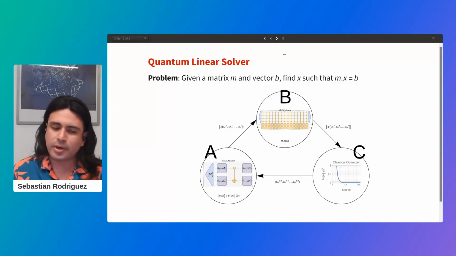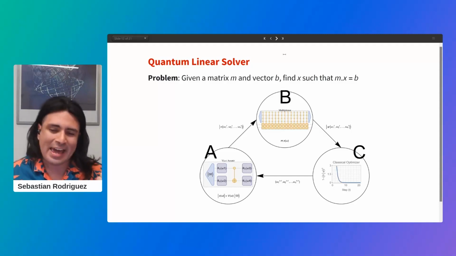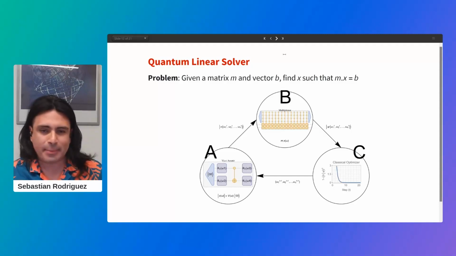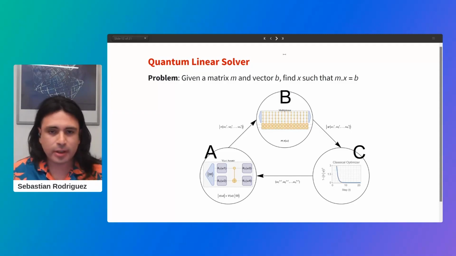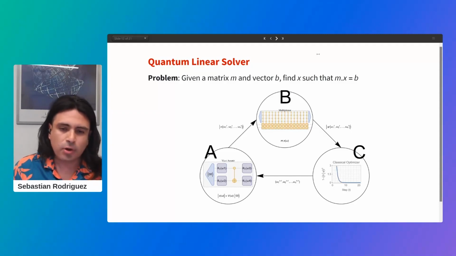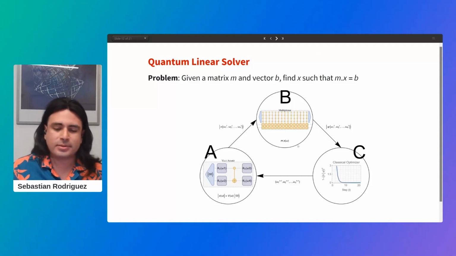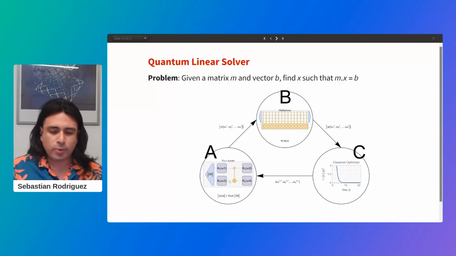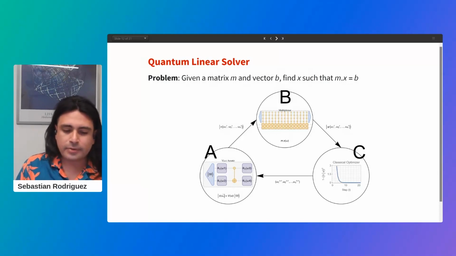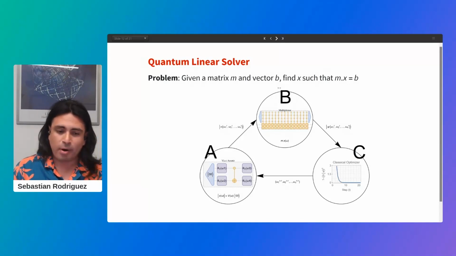So what's the problem here? Given a matrix M and a vector B, let's find X such that the multiplication between M and X is equal to B. We are basically solving a linear system. In this case, we have three big steps for this algorithm. First, in this first circle A, we have a quantum state X that depends on parameters and is generated by an ansatz circuit. This quantum state X will represent the X vector of our problem.